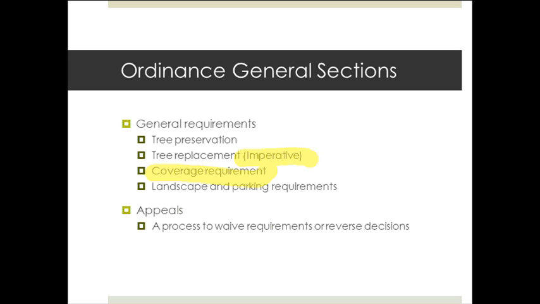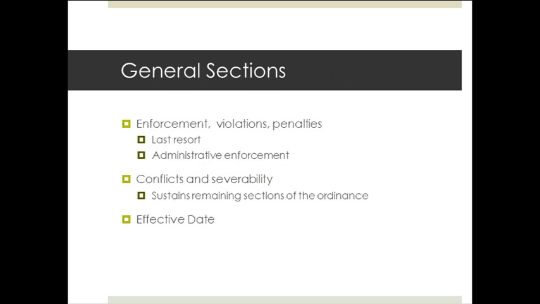Continuing on with sections, every ordinance should have an appeals process or some way to waive requirements or reverse decisions, because nothing is absolute out in the real world when you're dealing with biology and construction. Enforcement, violation, and penalties is also a typical section in an ordinance. I seldom see enforcement used, or I see it used as a last resort.